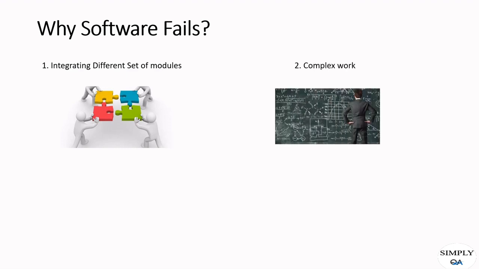And the next one is complex functionality or complex work. If we take any application, there will definitely be a complex set of modules present in that application. Even though humans are trying to grasp the functionality or the complex concept in a defined manner, there may be a possibility that they commit some mistakes while developing the module. So this is one of the other reasons that software fails.